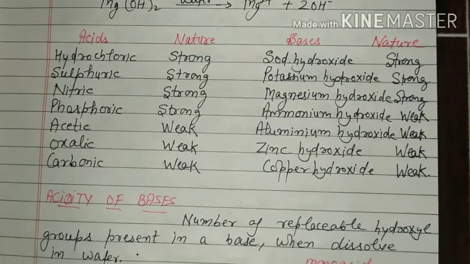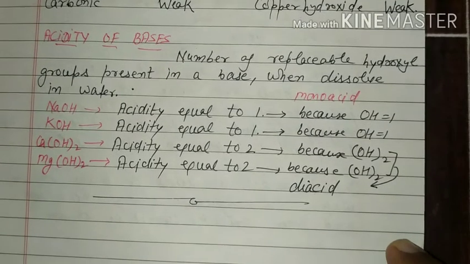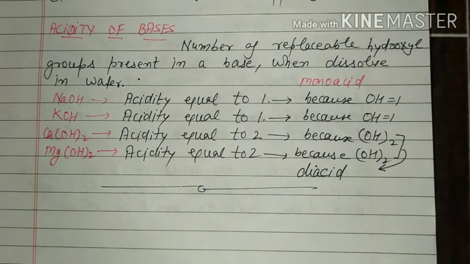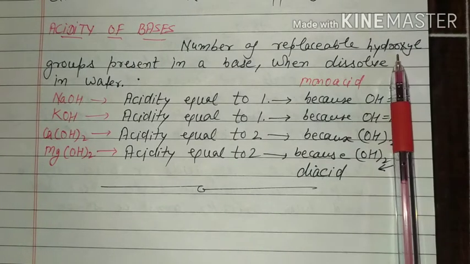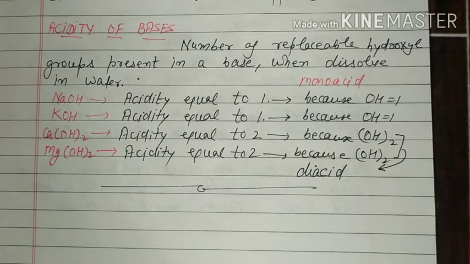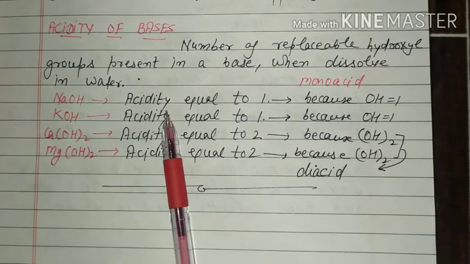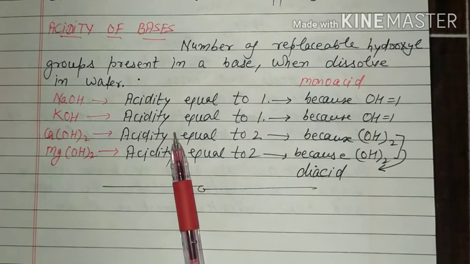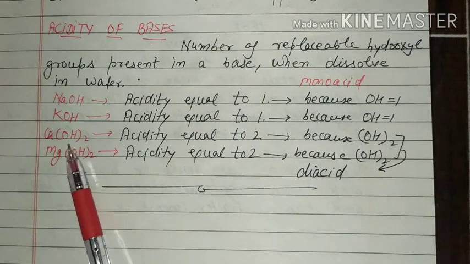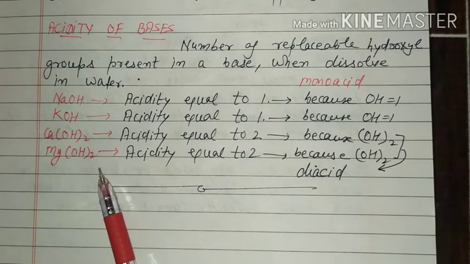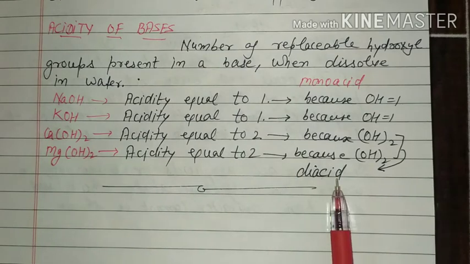Now, acidity of bases. Acidity of a base means the number of replaceable hydroxyl groups present in a base when dissolved in water. NaOH has acidity equal to 1 because it has one OH negative ion. Potassium hydroxide has acidity equal to 1 because it has one OH. Calcium hydroxide has acidity equal to 2 because it has two OH. Magnesium hydroxide also has acidity equal to 2, that is diacidic, and the ones above are monoacidic.